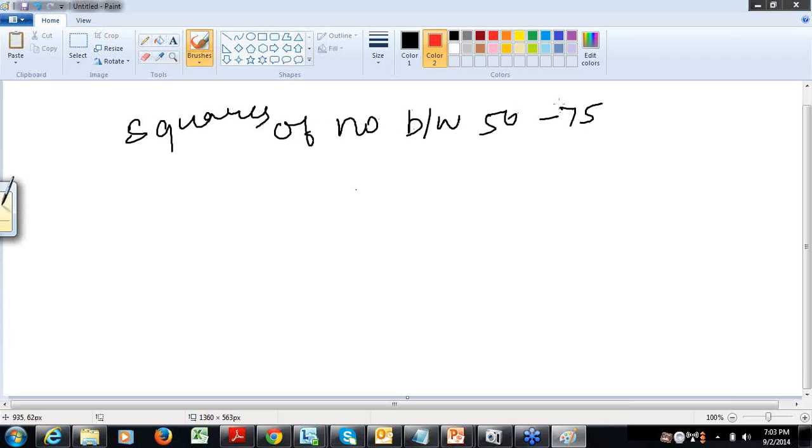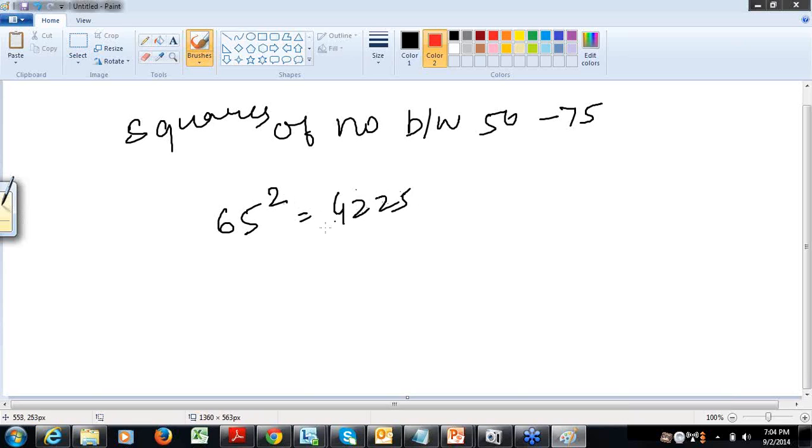Okay guys, so I'll start today's class by giving you a trick for finding out the squares of numbers between 50 to 75. Last class, as you know, we discussed how we find the squares of all the numbers between 25 to 50. So for 50 to 75, how will we find the squares of the numbers? See, a number is 65. 65 square is what? 4225.